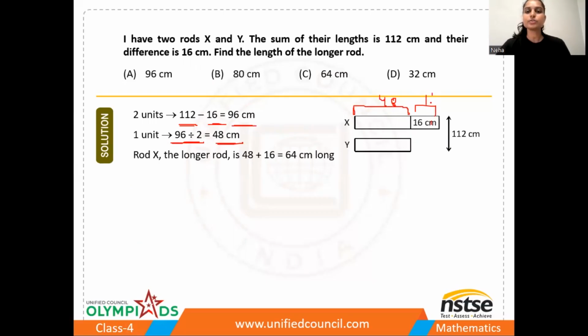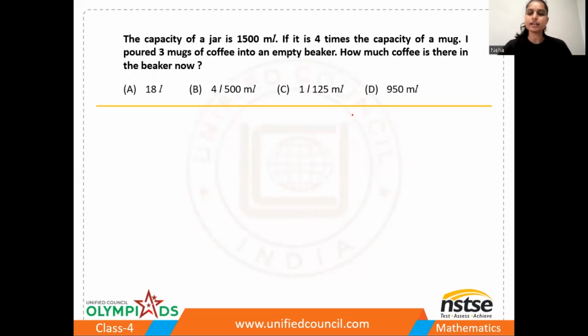This one is equal to 16. So this is 48 plus 16, which is equal to 64 centimeters. So yes, the longer rod is 64 centimeters long. Perfect. Okay. Because this length is the same for both, right? Perfect then. Correct. Let me start the next question.